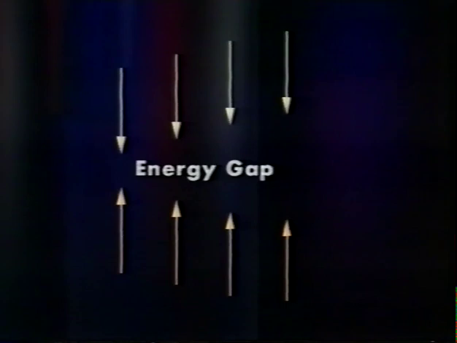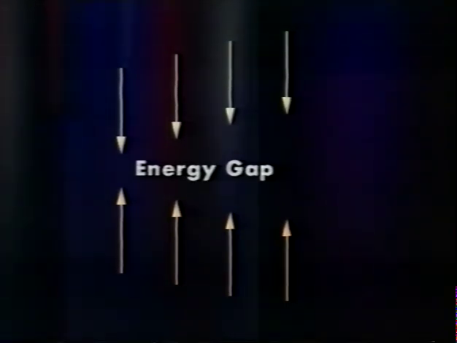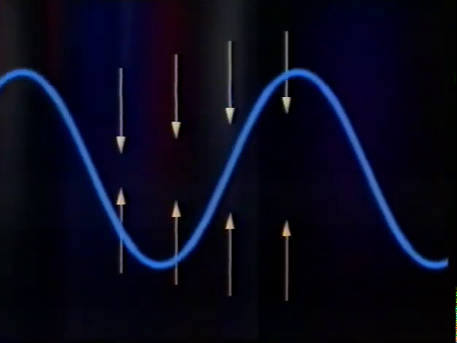Protons aligned with the field, spin up, have a slightly lower energy than protons opposed to it, spin down. So the spin-up protons go into a lower energy level, and the spin-down protons go into a higher energy level. The difference in energies is referred to as the energy gap. Such energy gaps correspond to energies found in the radio frequency band of the electromagnetic spectrum.